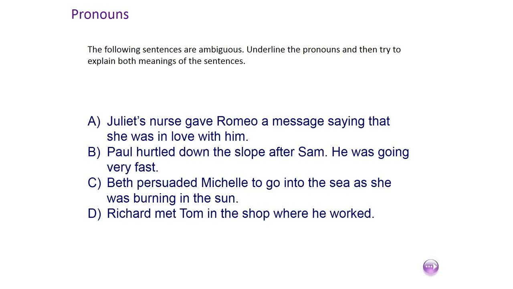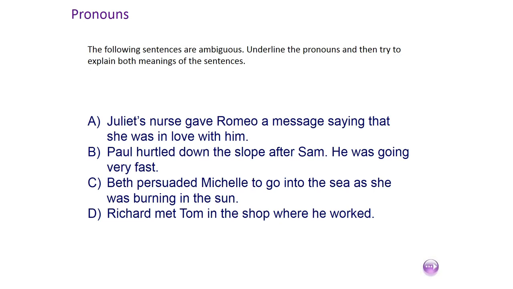The following sentences are ambiguous. We're going to look at the pronouns and then try to explain the two meanings of the sentences. So, A. Juliet's nurse gave Romeo a message saying that she was in love with him. Now, the she here, the pronoun, is ambiguous because we are not sure if it's Juliet who's in love with Romeo or the nurse.